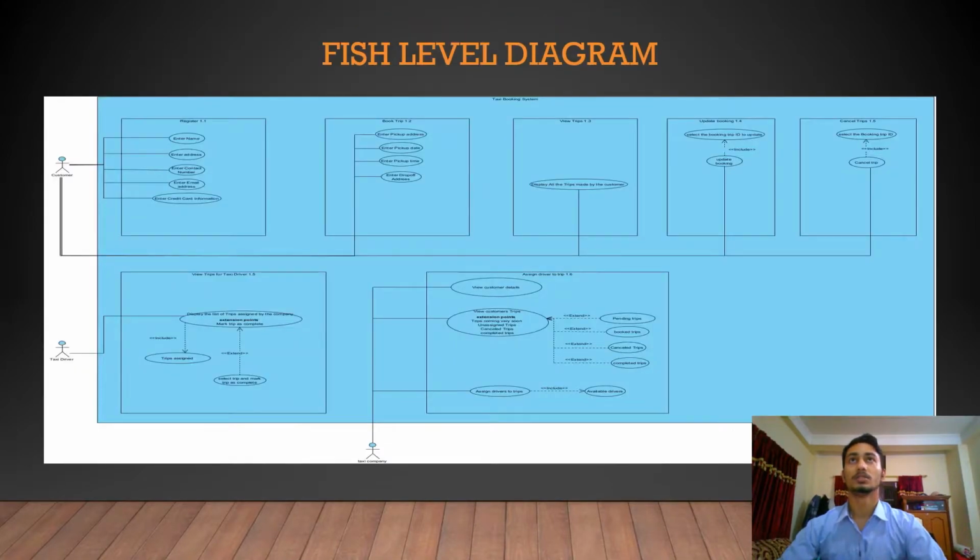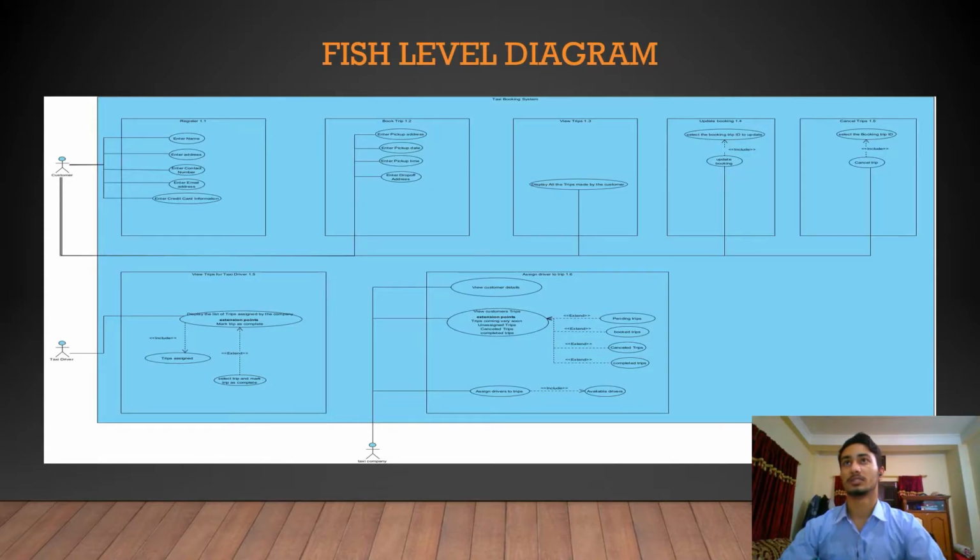And this is the fifth level diagram. As we were already provided with the C level diagram, we have to create the fifth level diagram, or the level below it. There are three user roles or actors, which are customer, taxi driver, and the taxi company.